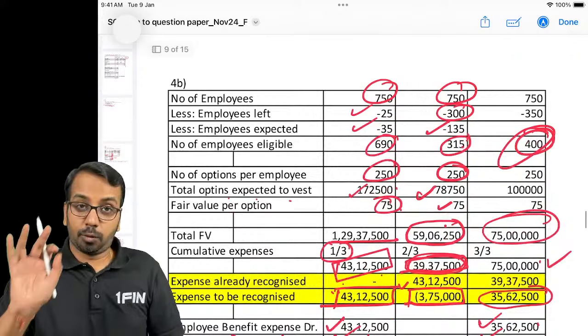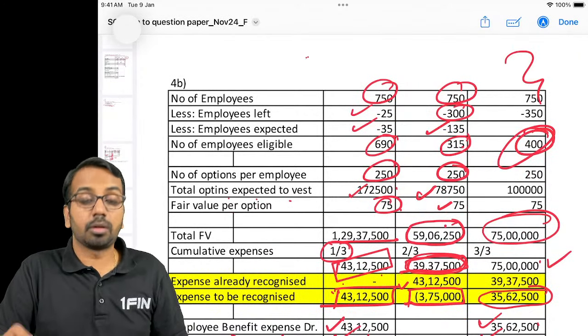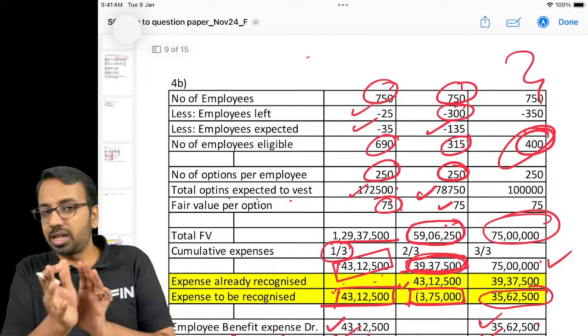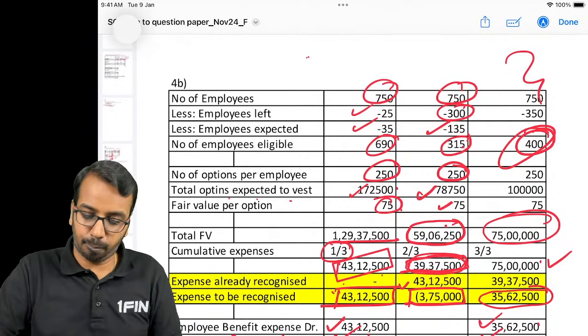Okay, so here for most of you, if this table is right, you will score the full mark. If the table is right only for the first year, you will score only proportionately for that period.